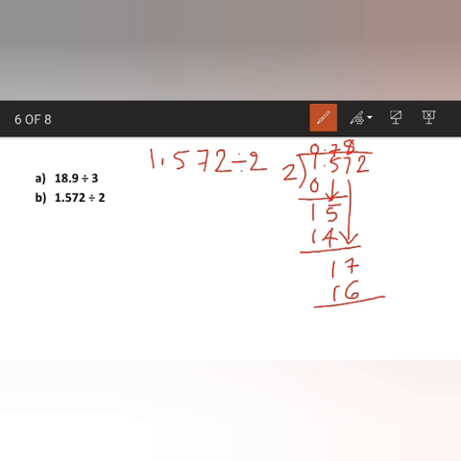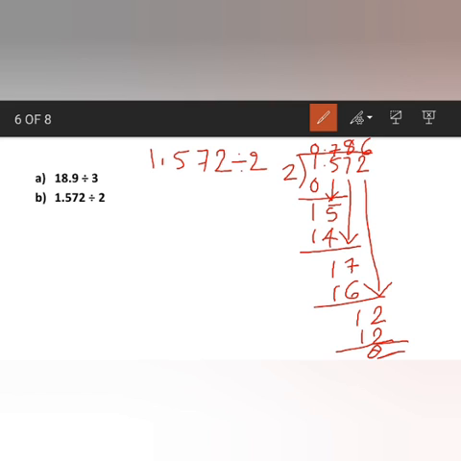17 minus 16, it is 1 again. Then we'll bring the next one, that is 2. So this will be 12. Now how many times 2 will go in 12? 6 times. So that this will be 12 here. 12 minus 12, it is 0.